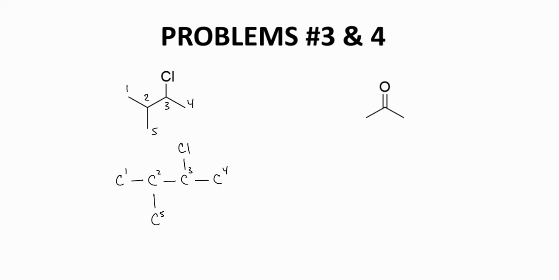Carbon 1 only has 1 bond, so we know it needs 3 more bonds to hydrogen. Carbon 2 is shown with 3 bonds. It needs 1 more bond to a hydrogen. Let's take care of carbon 5 while we're over here. It only has 1 bond, so we'll give it 3 hydrogens. Carbon 3 has 3 bonds. Let's give it 1 more to fill its octet. Give it 1 hydrogen. Carbon 4 needs 3 hydrogens.